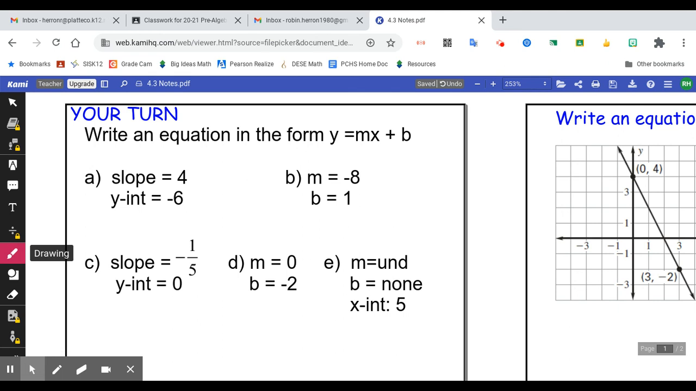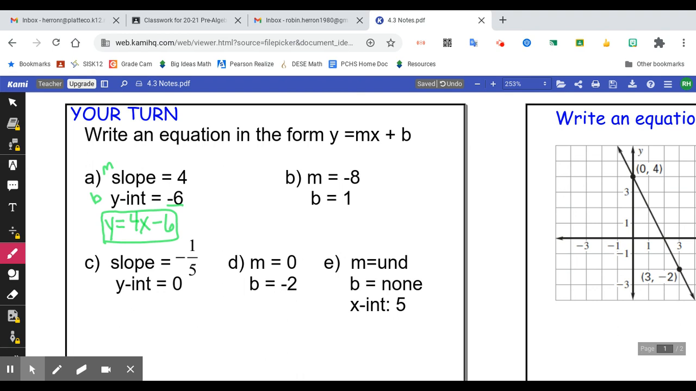Okay? There's a couple of trickier ones on here. So again, slope is always m, y-intercept is always b. Here we go. Y equals m, which is 4. X stays the same. B is negative, so -6. And there's my answer. Just plugging it in.